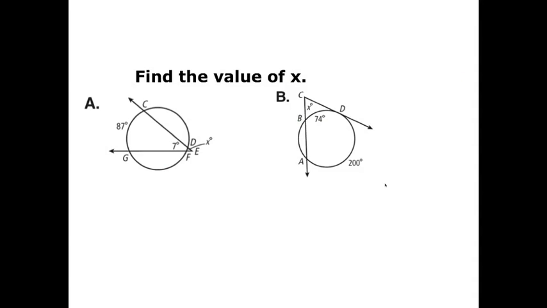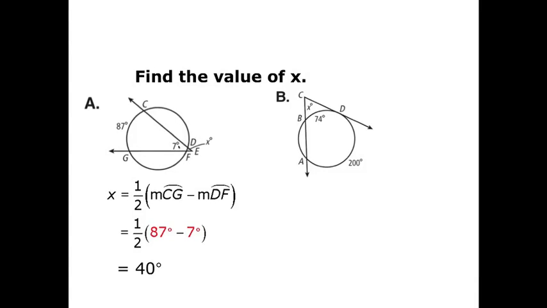So let's use that here. I'm trying to find the measure of angle X. It's an angle outside the circle, so I'm going to subtract the bigger intercepted arc 87 minus the smaller intercepted arc 7, and then I'm going to cut that in half. Well, 87 minus 7 is 80, and half of that's 40, so it's a straightforward calculation. So I get 40 degrees for the measure of angle X.